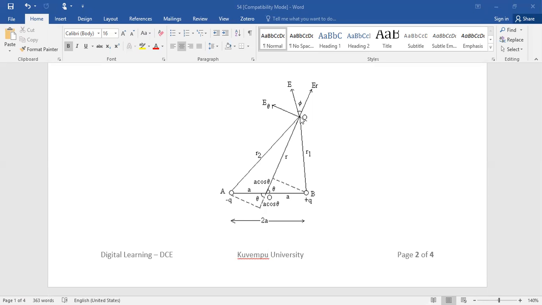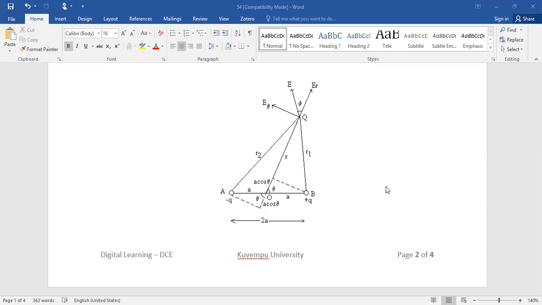So the total distance is small r. When this r is subtracted by A cos theta, you get this length. In the total r, if you subtract A cos theta, you get this line segment, which is equal to R1. Therefore, R1 is equal to R minus A cos theta.